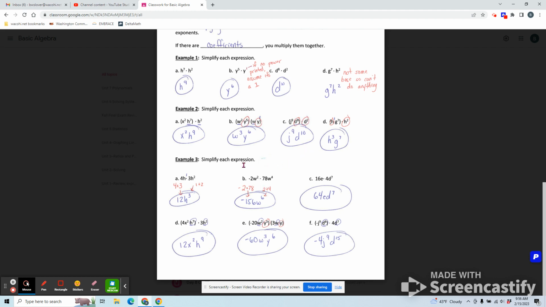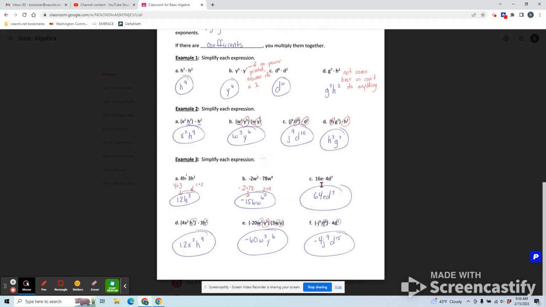And example 3 is the same concept, but now I'm adding coefficients. So I'm multiplying my coefficient, 4 times 3 to get 12. And then I have the same base, H and H. I add those powers. 1 plus 2 is 3. Same thing on letter B. Multiply your coefficients, negative 2 times 78. And because these are the same base, the same letter, I can add them together. 2 plus 4 is 6.